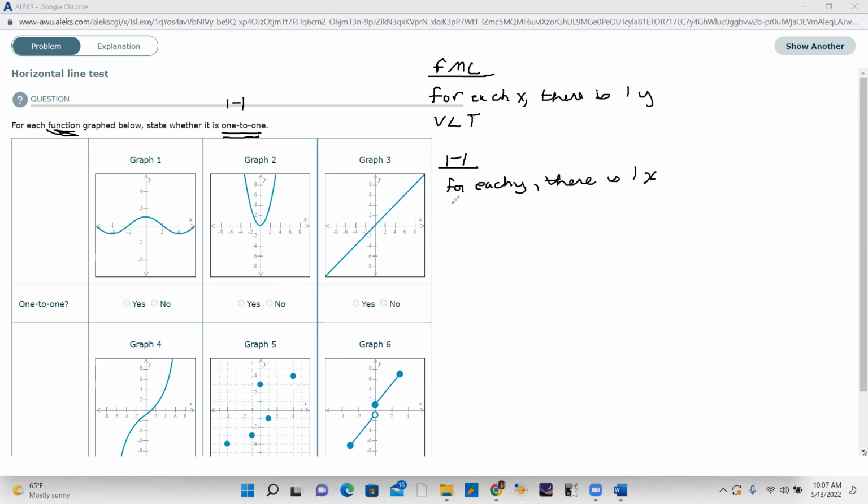And if a function is 1-to-1, then it passes what's called the horizontal line test, and we're going to talk about that in a minute. The idea is, for each x there's one y, and for each y there's one x. So there's this kind of pairing that happens for every element, x2, y2. So it's a 1-to-1 function. They're paired off.